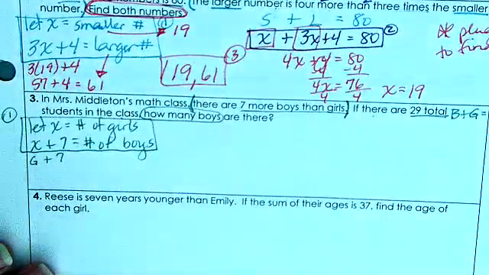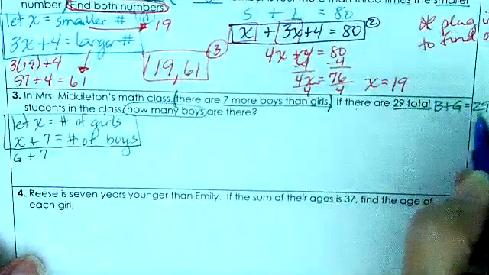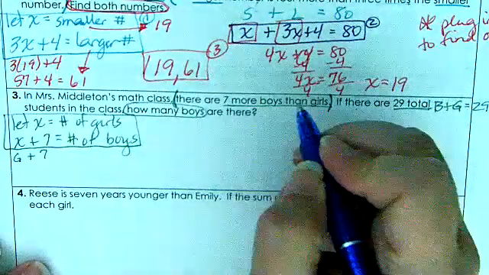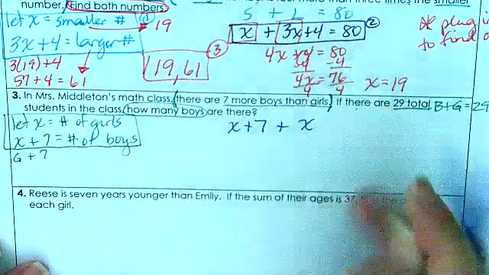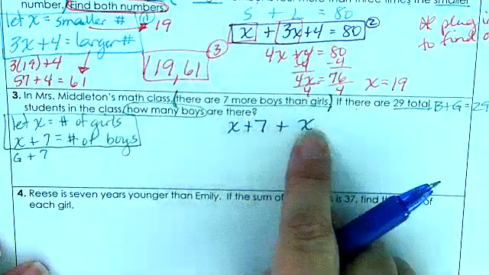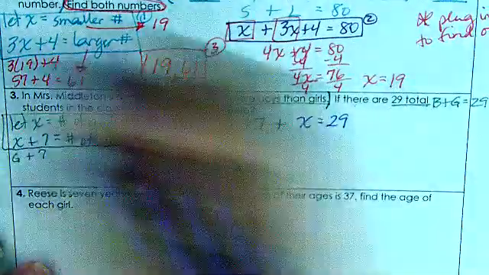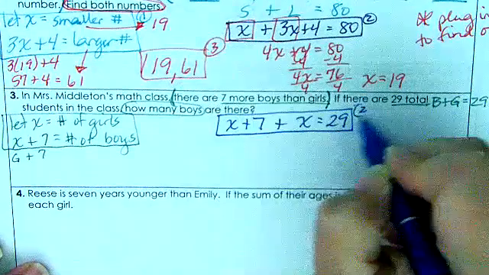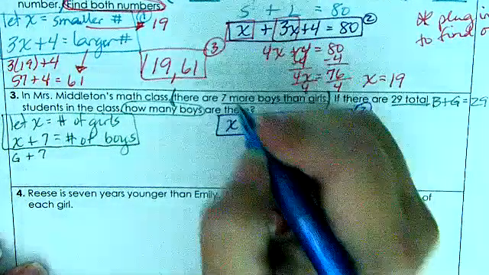Now we're working on part 2. And part 2 is where we're kind of looking at this right here where it says 29 total. So I'm doing boys plus girls. So that's going to give me x plus 7 plus x because it's the boys plus the girls equals 29. And this is part 2. There's my equation. And now we solve.